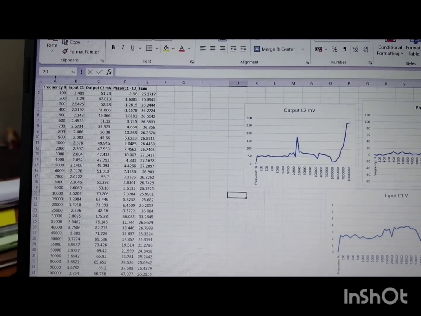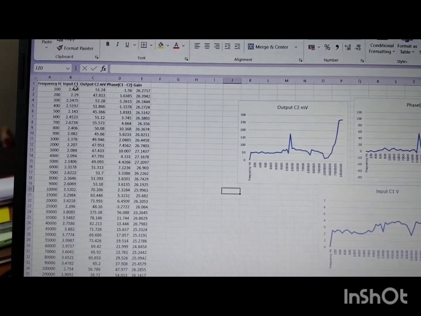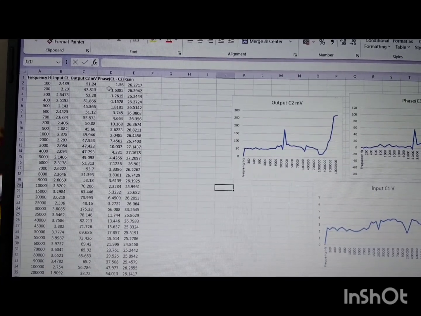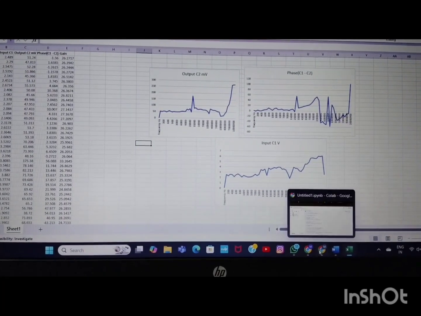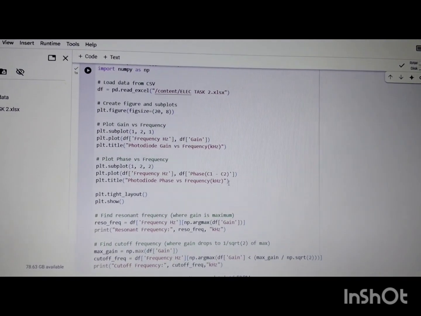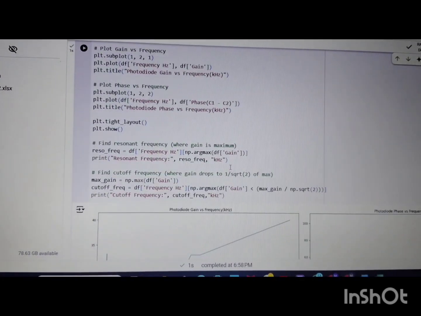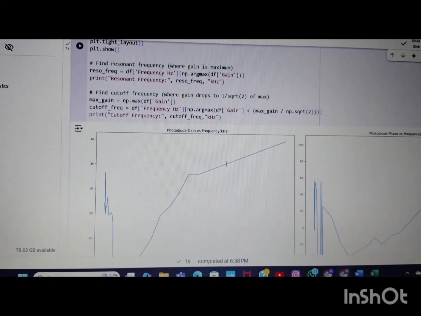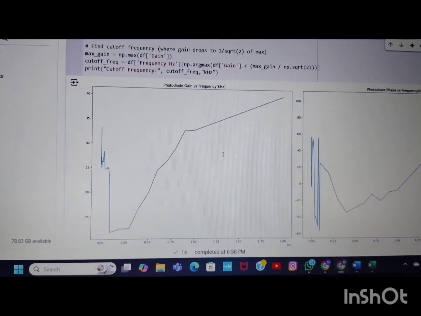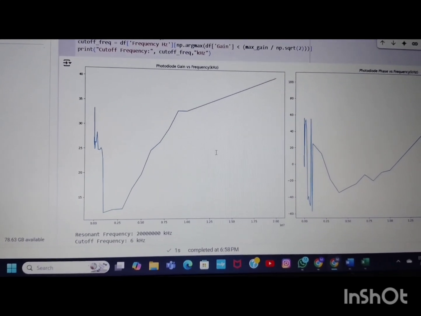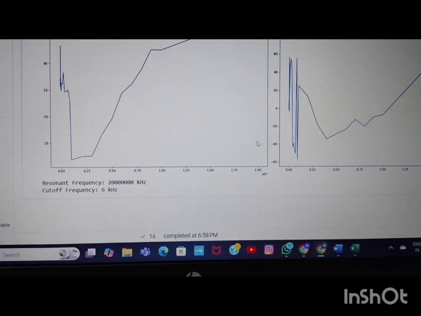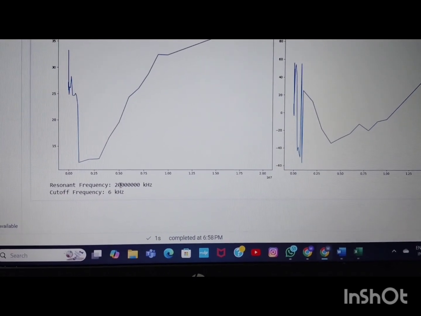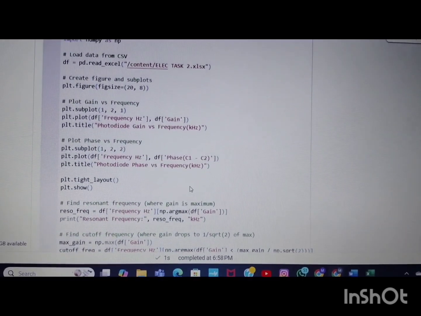Here is the frequency in Hertz, input C1 in volts, output C2 in millivolts, phase C1 minus C2, and this is gain. Here are the graphs that I plotted. These are the graphs of photodiode gain versus frequency, and photodiode phase versus frequency. This is the resonant frequency, and the cutoff frequency is 6 kHz, and this is the code.